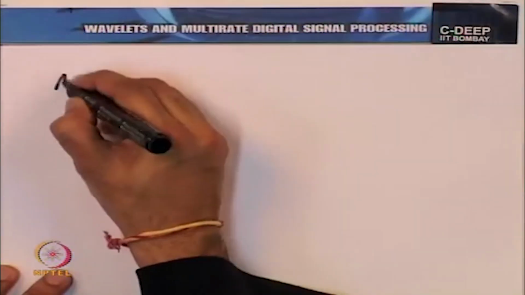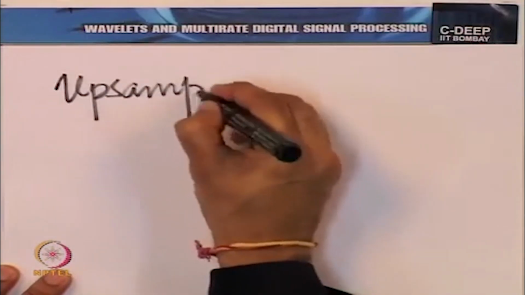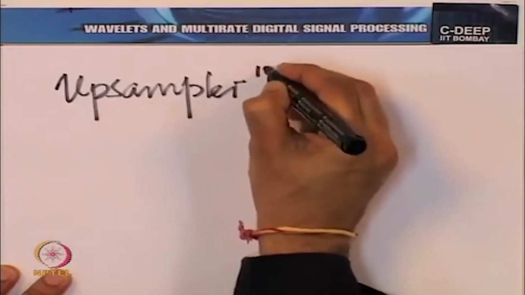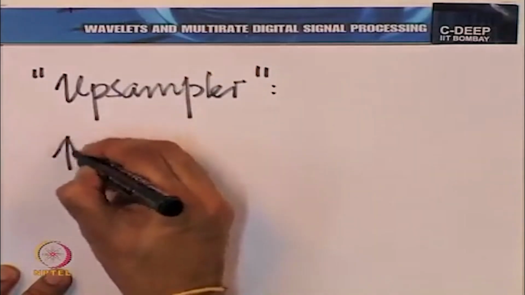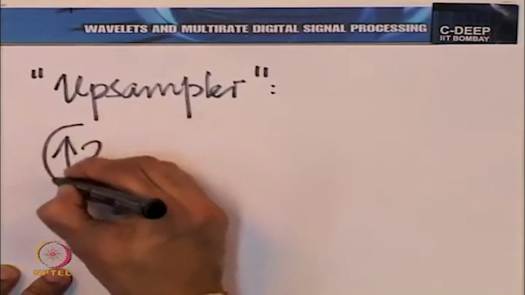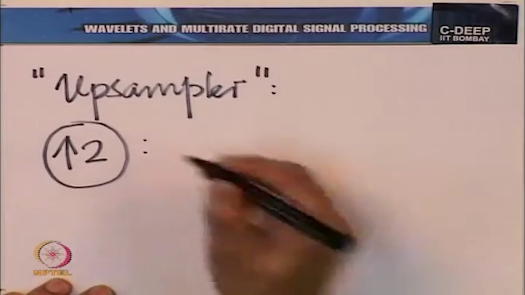Let us, before we proceed to the Z domain analysis, look at the second unusual block here. So, the second unusual block is the upsampler. And we have denoted upsampler by up arrow followed by 2. And you know what the upsampler does.